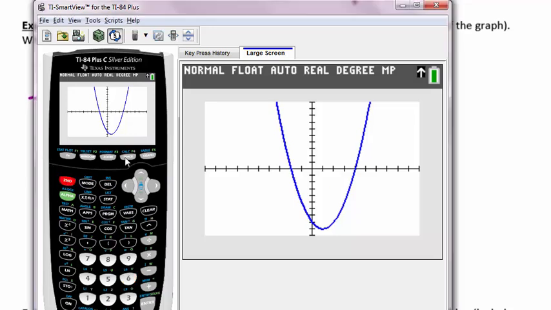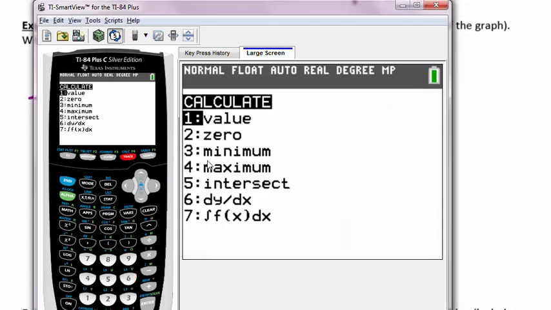Second, to calculate, we're looking for not an intersection this time since we did not enter two curves, but the zeros. The zeros are the x-intercepts. Let's click on option 2.